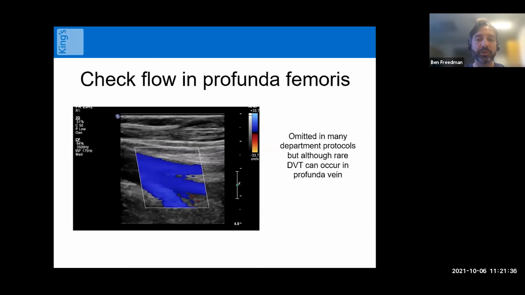We use color flow imaging, and we include looking at the profunda femoris vein in our scan protocol. This is a vein which gets omitted from scans on many protocols, and you can argue the toss one way or the other whether that's important. We very rarely find thrombus isolated to the profunda, but once in a while we do pick up a DVT that would be missed if that wasn't included in the protocol.